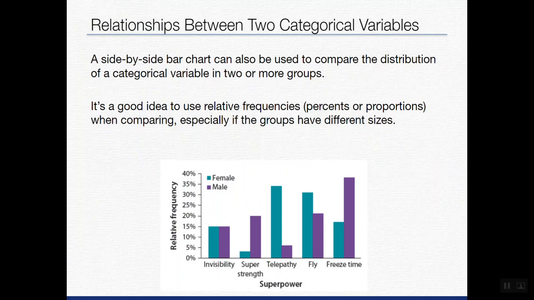We can tell from this graph that females tend to prefer telepathy and flight as their superpowers, whereas males really want to know how to freeze time.